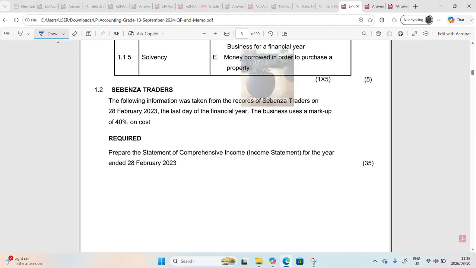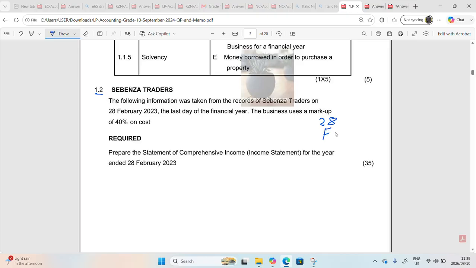So what are we given here? 1.2, Sebenza Traders. We have the following information that was taken from the records of Sebenza Traders on 28 February 2023, the last day of their financial year. So two things that we need to note here: the name of the business, Sebenza Traders, and their year end is on the 28th.